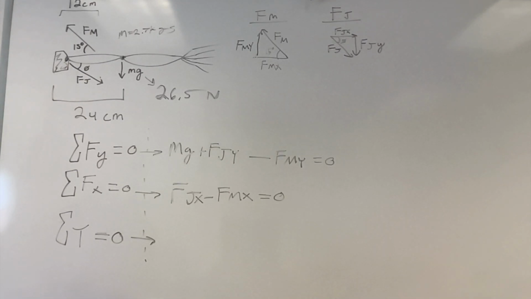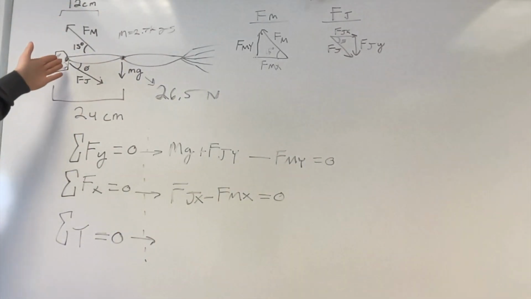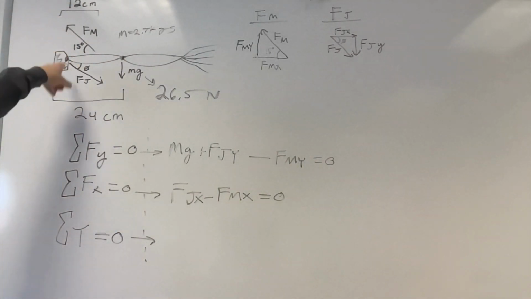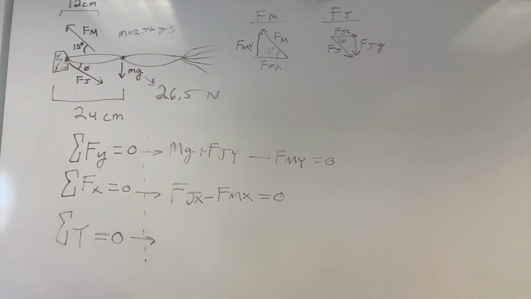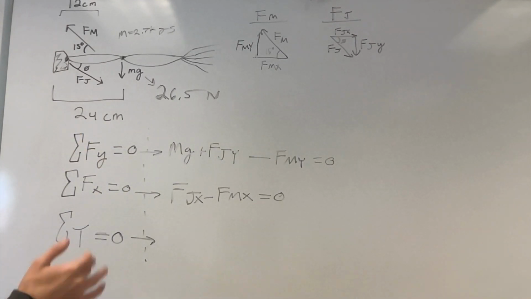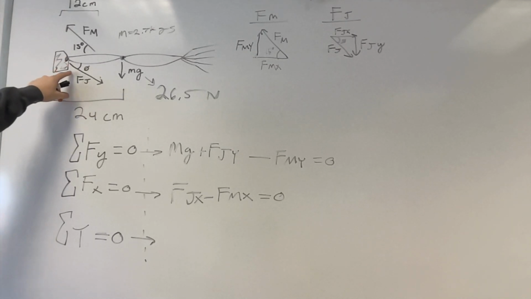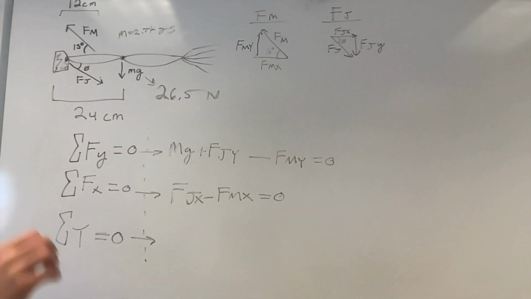Now for the torque, we need to define a pivot point, right? Because for any lever arm, there needs to be an origin point. Arbitrarily, we could make this right there, because we're actually given the distances of F_m and the center of gravity, that little joint there, mass times gravity. The mass times gravity point is 24 centimeters away, but F_m is 12 centimeters away. So to make things simple, we'll put the pivot point right where F_j begins.